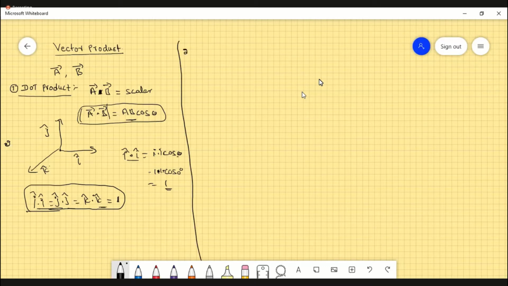Second one, cross product. If the vector product of two vectors is also a vector, that is called the cross product. Consider two vectors, vector a and vector b. Now the product of these two is also a vector. Let us consider a vector c equals vector a cross b.